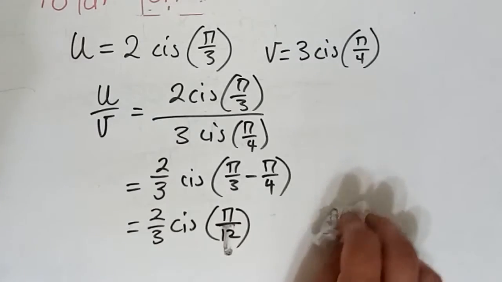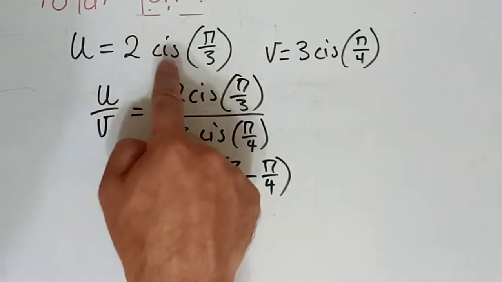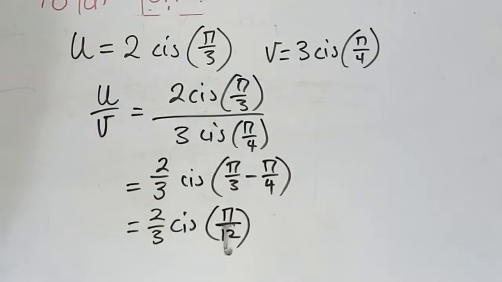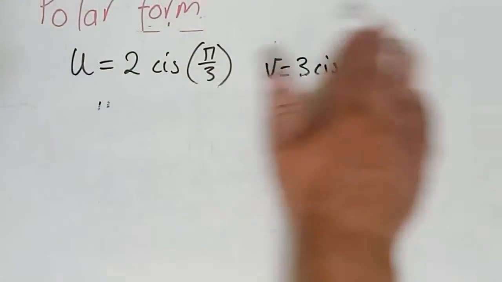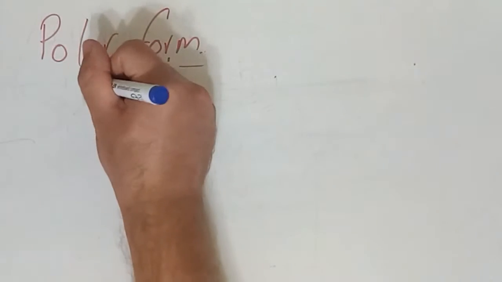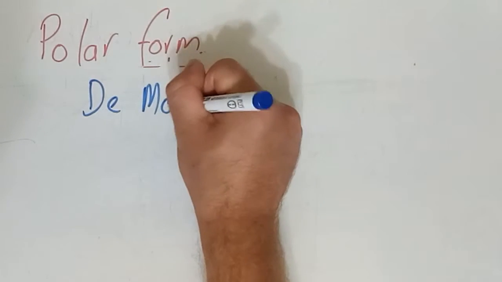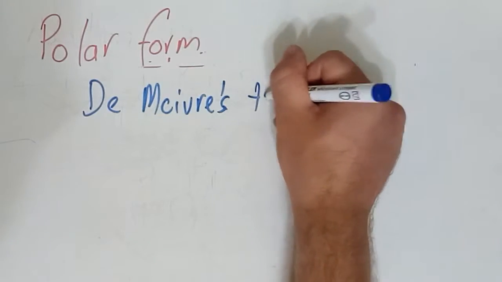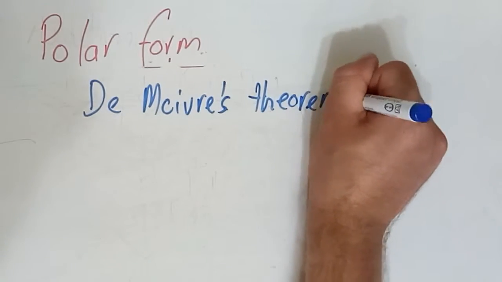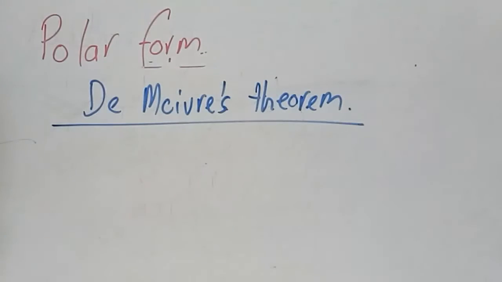So polar form, sometimes it is worth converting your rectangular form to polar form in order to carry out multiplication and division, because it is much easier. Now, there's one specific case that we can look at. De Moivre's theorem. He was French. I am not. So I say it like an Australian, De Moivre.